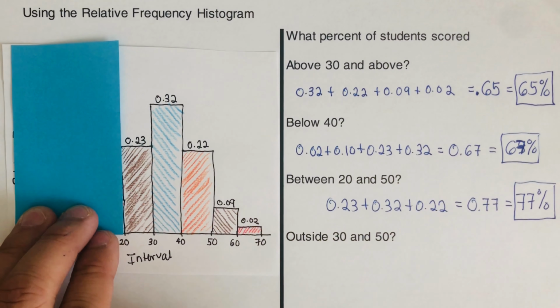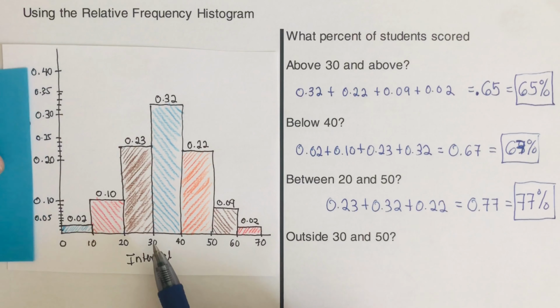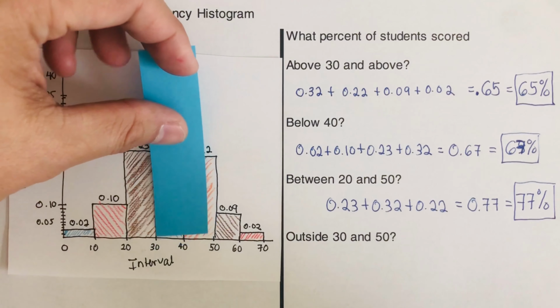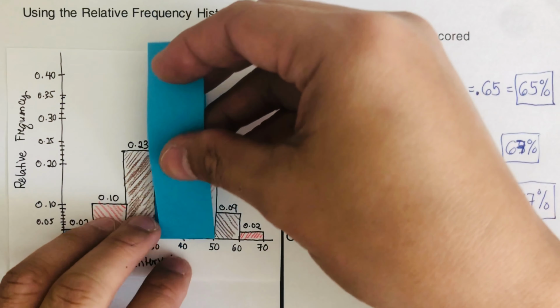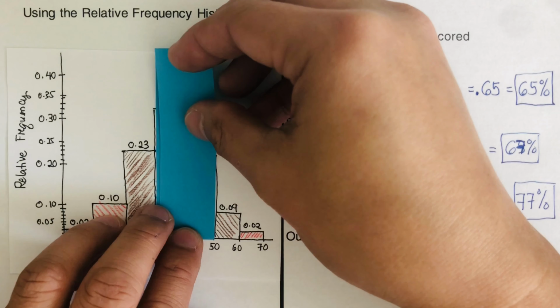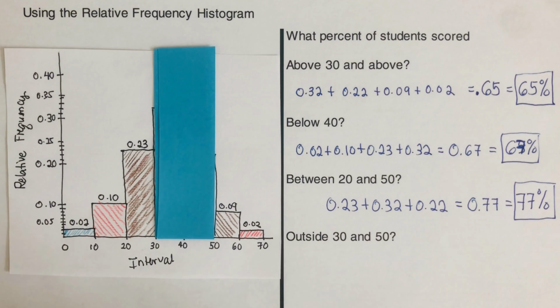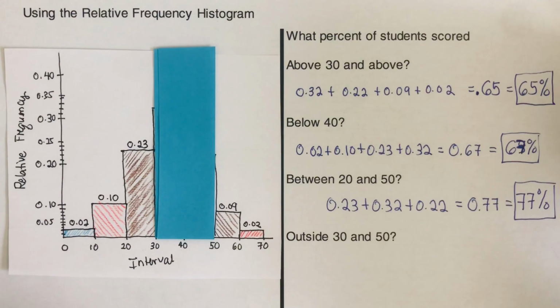The next one that we have here is outside 30 and 50. So 30 is right here. So we're looking for the ones that are outside of 30 and 50. In order that we can do that, we are going to consider only outside of 30 and 50. So that's the 30 and that's the 50 right there. So we're not including the ones that are 30 and 50. So the numbers that we're adding are these ones right here, the ones that are not covered.